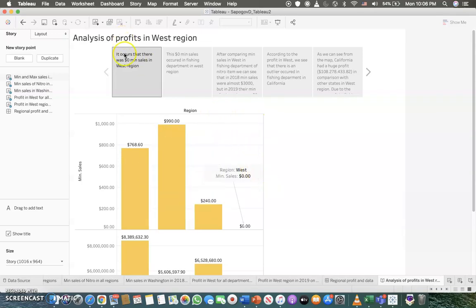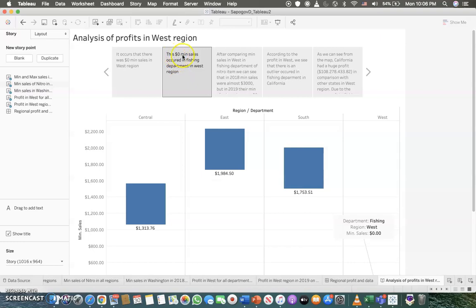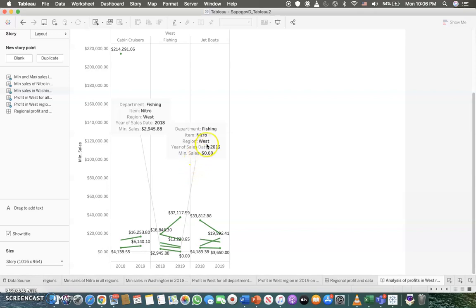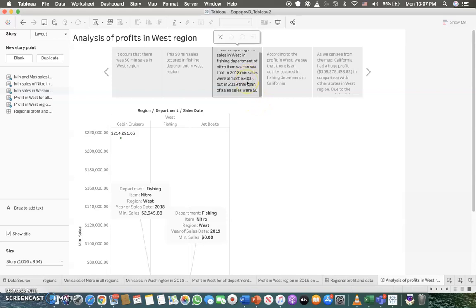This is my first sheet. It occurs that there was $0 mean of sales in West region. This $0 mean of sales occurred in fishing department in West region. After comparing 2 different years for the same item, we know that in 2018 the mean of sales was $3,000 and here in 2019 $0, so there is a huge difference between 2 years.